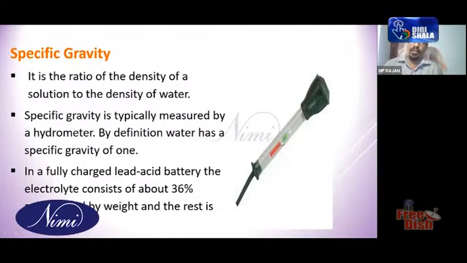So measurement of specific gravity is very important to see whether the battery is discharged or charged. A fully charged lead acid battery will have around 36% sulfuric acid by weight. The rest is pure water.